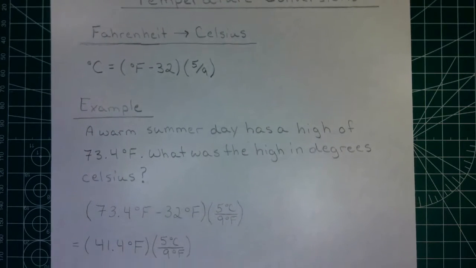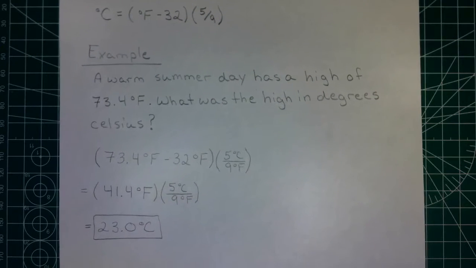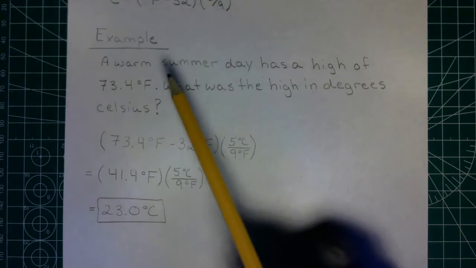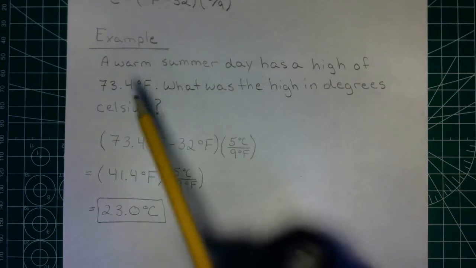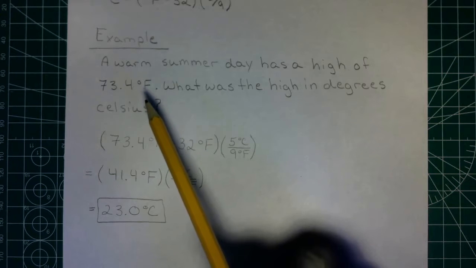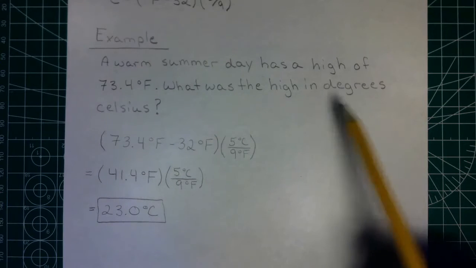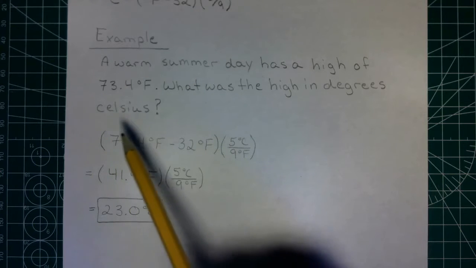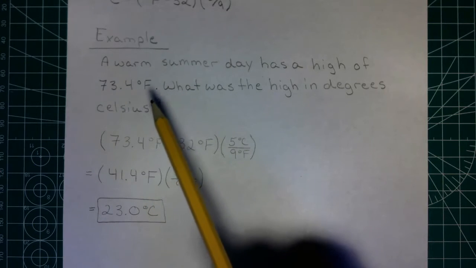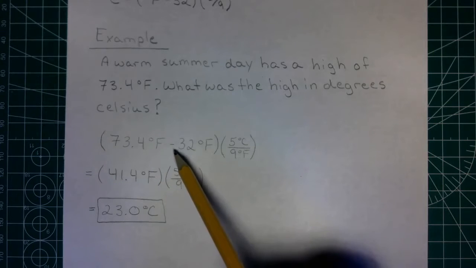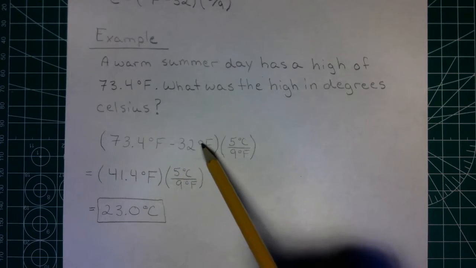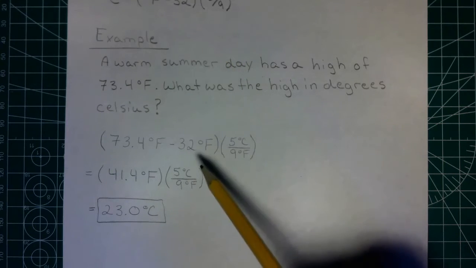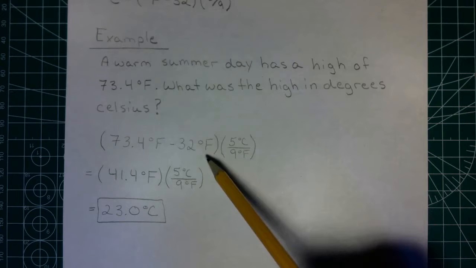So if we look at an example of converting from Fahrenheit to Celsius, we have a warm summer day that has a high of 73.4 degrees Fahrenheit. What was the high in degrees Celsius? So we start off by plugging in our temperature value, 73.4 degrees Fahrenheit. We subtract from that 32 degrees Fahrenheit. I didn't write the unit up here because you'll often see it written that way, but it is degrees Fahrenheit.